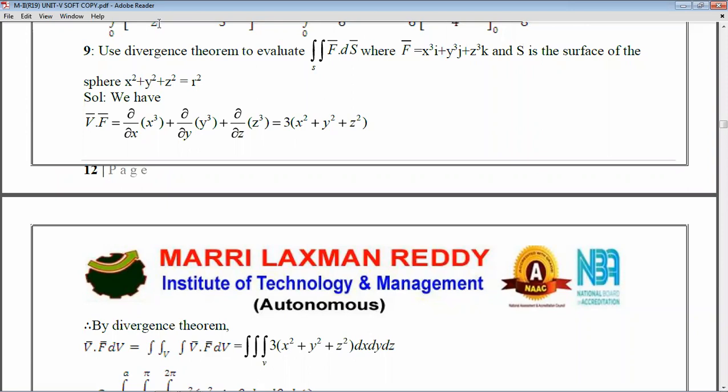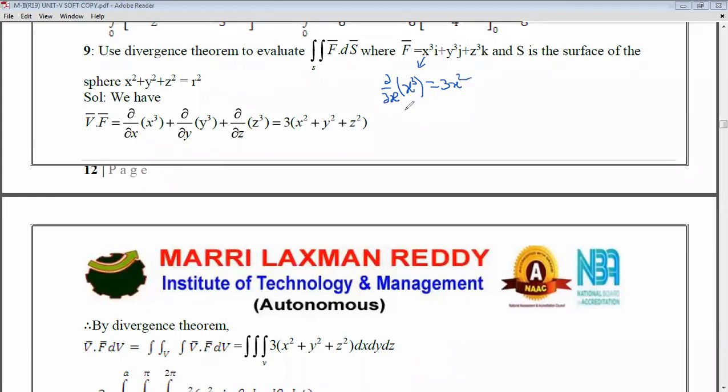So first we can find the divergence of f bar, right? Here f bar is x cube, y cube, z cube. So first you need to find dou by dou x of x cube, right? This is nothing but f1, so f1 with respect to x. Dou by dou x of x cube is nothing but 3x square, right? And in the same way, y cube derivative with respect to y we get 3y square. And z cube derivative with respect to z is 3z square.